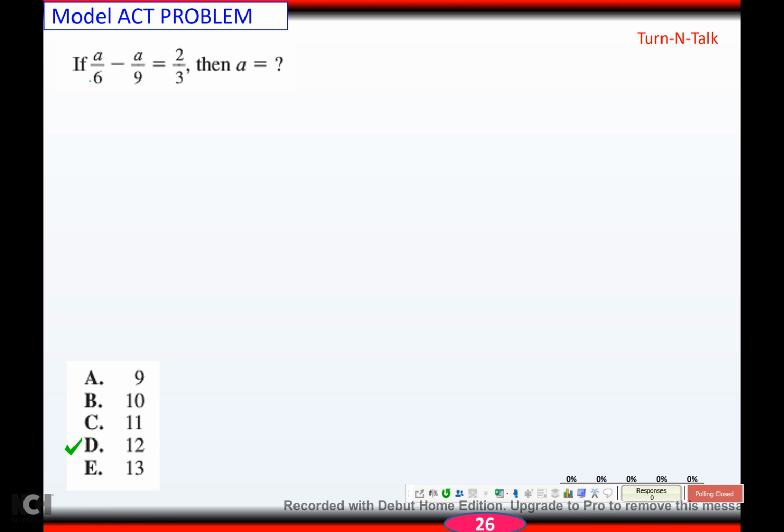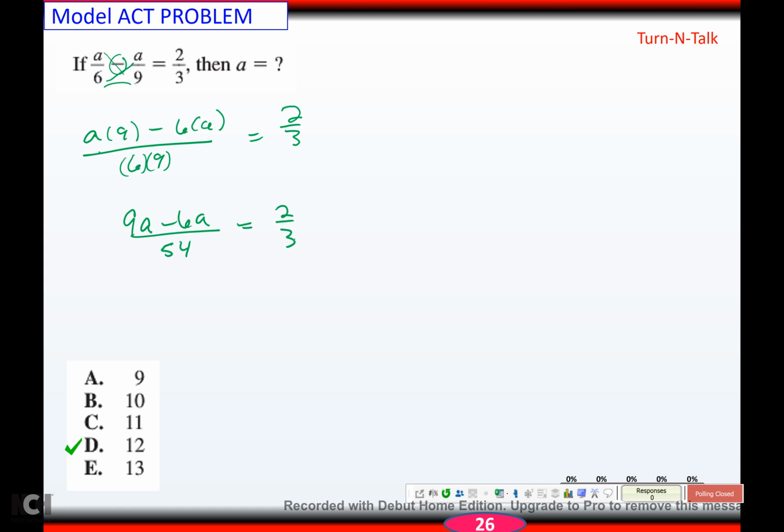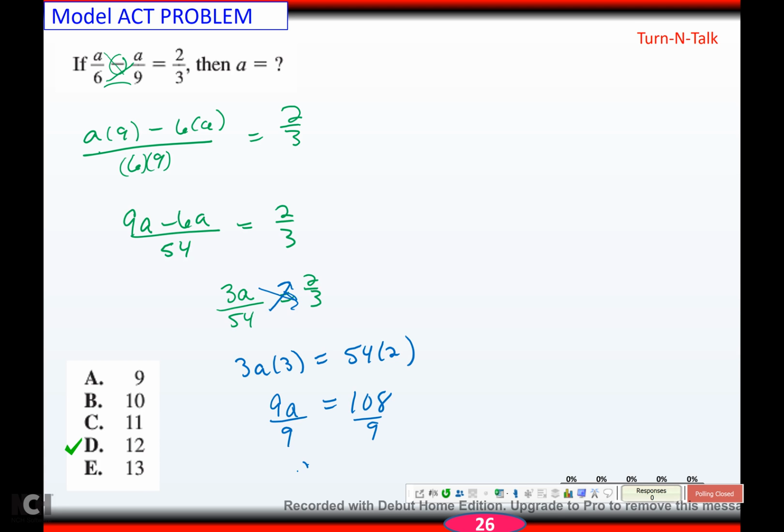Well, again, you can do your crisscross straight across to do this subtraction over here. So I have a times 9, minus 6 times a, over straight across 6 times 9 equals 2/3. So I have 9a minus 6a over 54 equals 2/3. 9a take away 6a is 3a over 54 equals 2/3. And now I have a nice proportion, and I can say 3a times 3 equals 54 times 2. That gives me 9a equals 108. Divide by 9, and I get a equals 12. Okay?